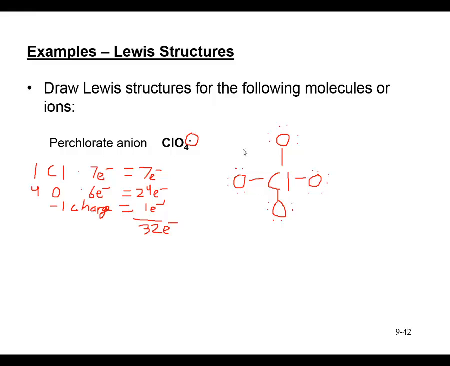Remember, for polyatomic ions, we need to show square brackets around them. So for the perchlorate, I'm going to go ahead and put square brackets around the ion, and in the upper right hand superscript I will show my charge. So the perchlorate ion has a -1 charge. Okay, so that would be my answer for this one.